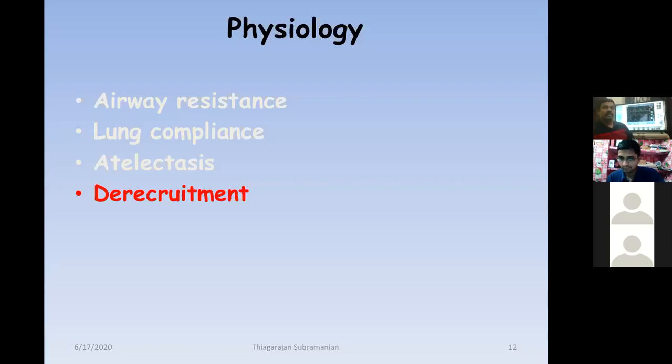gas exchange. As I mentioned in the first picture, with the 3000 ml of gas volume, it was not utilized properly in the lung. That was another important thing, that is derecruitment.